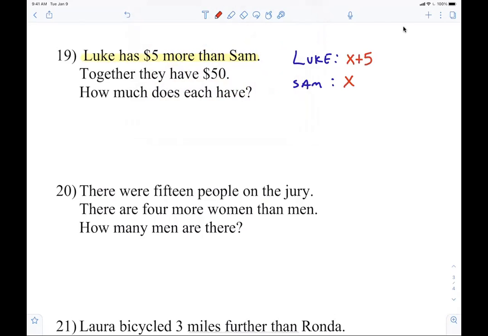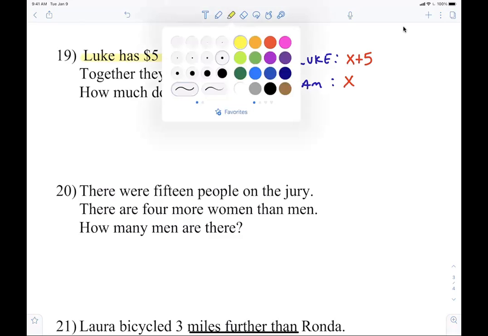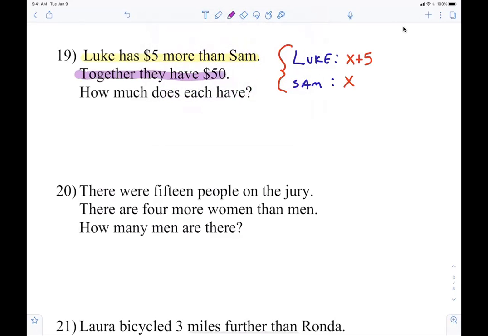X plus 5. All right, please watch what I'm doing now. This is how you're going to be expected to do it for the first couple of weeks. And then halfway through the year, I'll show you how to write equations with two variables. It'll be easier. But right now there's always a relationship between the two people. Now it says, Ashley, together they have $50. So now how do I make an equation? X plus 5 equals 50? Just X plus 5 equals 50?